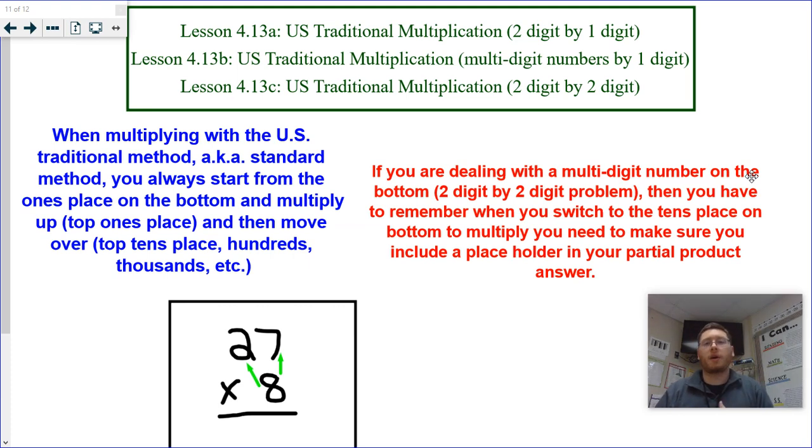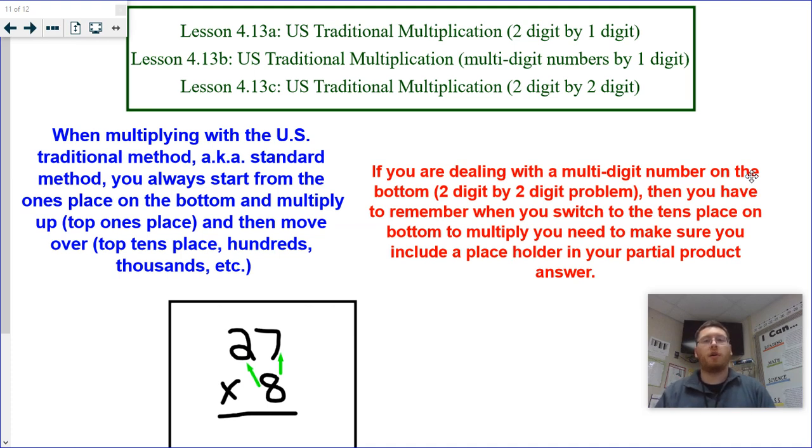So what we're going to talk about right now is how to actually go about doing it. When multiplying with the U.S. traditional method or the standard method, you always start from the ones place at the bottom and multiply by the top ones, and then move over to the tens place, hundreds place, thousands place as you go through. That's when you're multiplying by a one digit only.